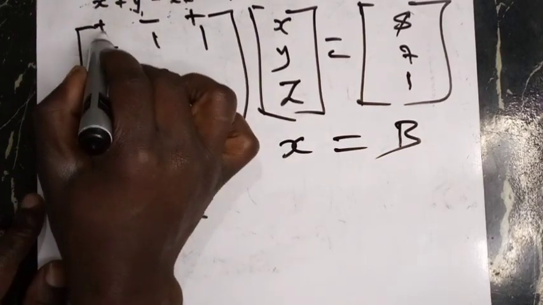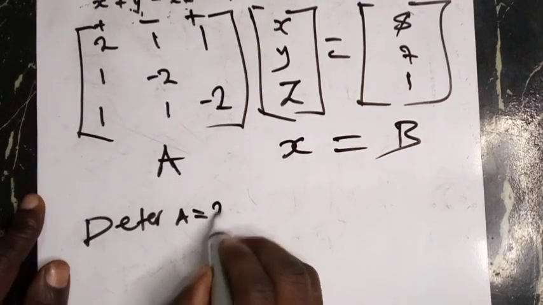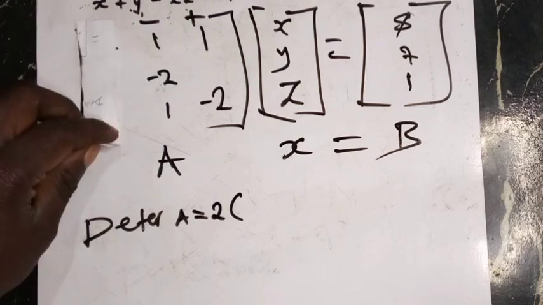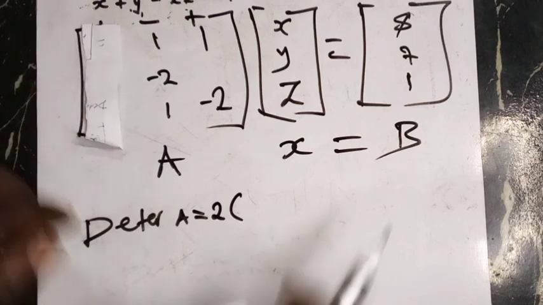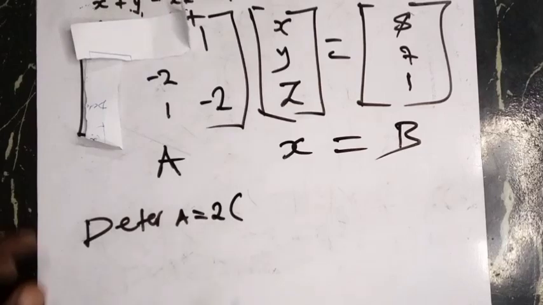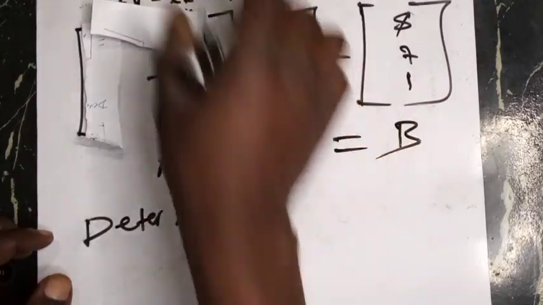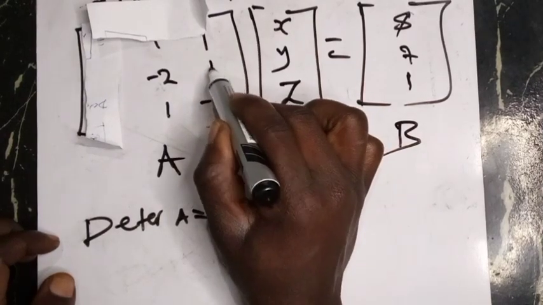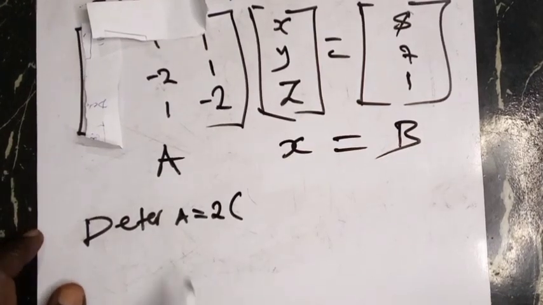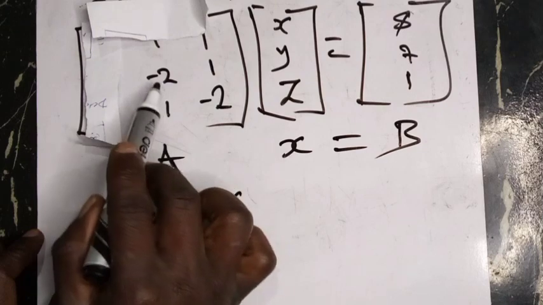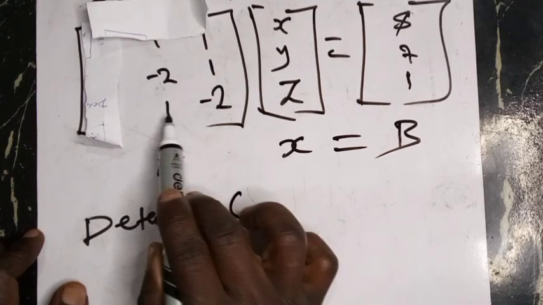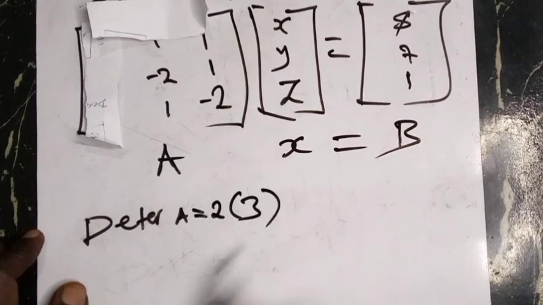You take the first number and put it here, 2, open bracket. Here you cover the first column and the first row. Then you remain with the other rows and columns. Here there's 1. So it will be -2 times -2, which is positive 4, minus 1, which is 3.